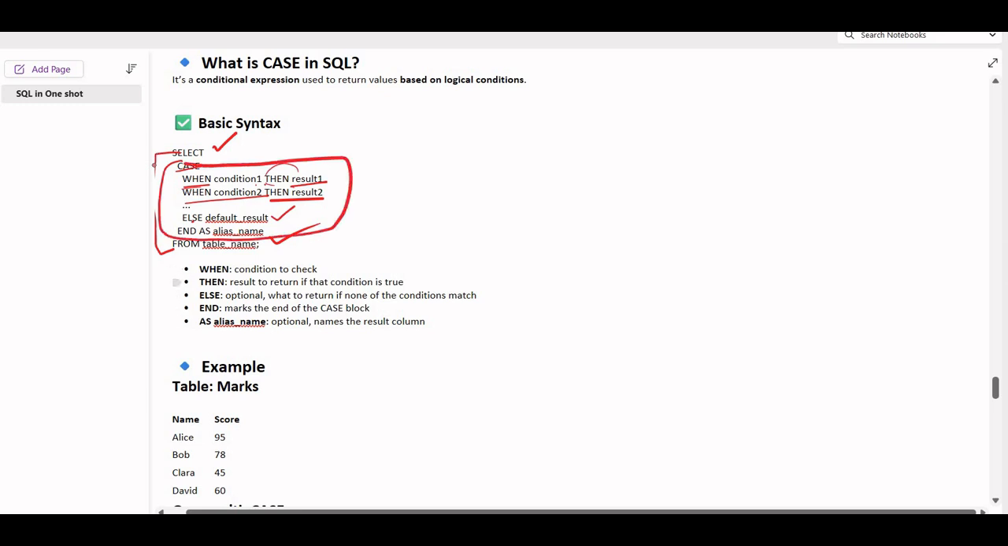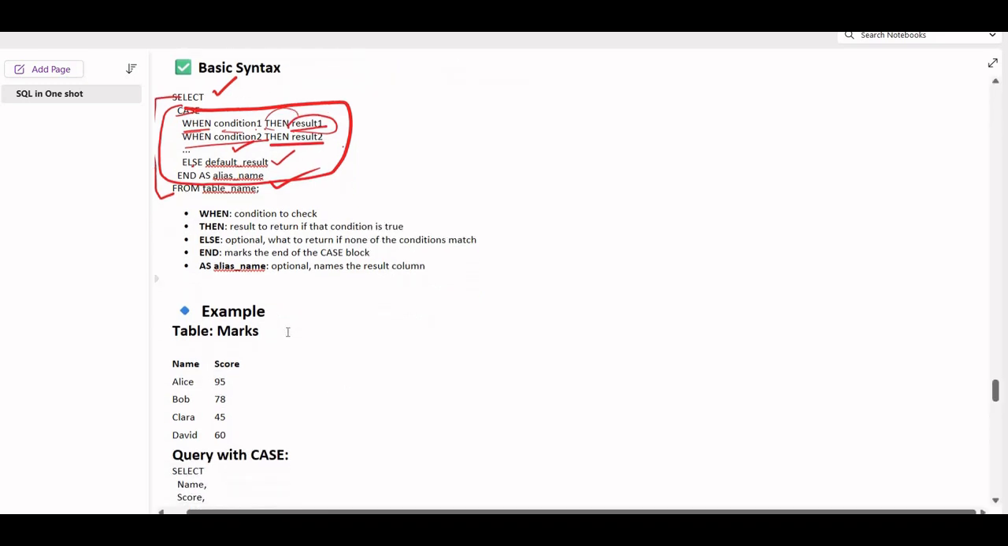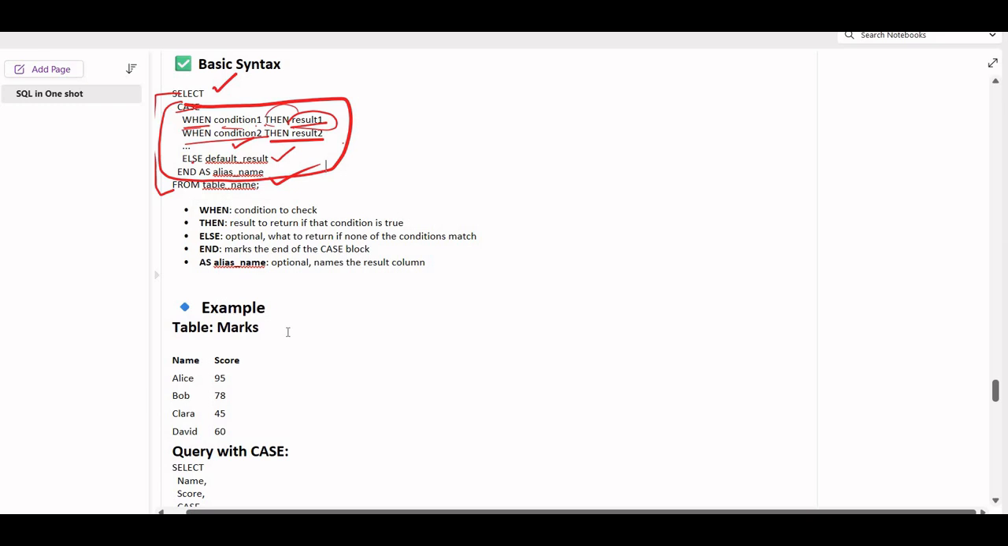See, WHEN is the condition to check, THEN is the result to return if the condition is true. When condition 1 is true, it will give result 1. When condition 2 is true, it will give result 2. ELSE is optional, what to return if none of the conditions matched, meaning the default result. END, as I said, marks the end of the CASE block. AS is nothing but an alias name. You give it as a result column.